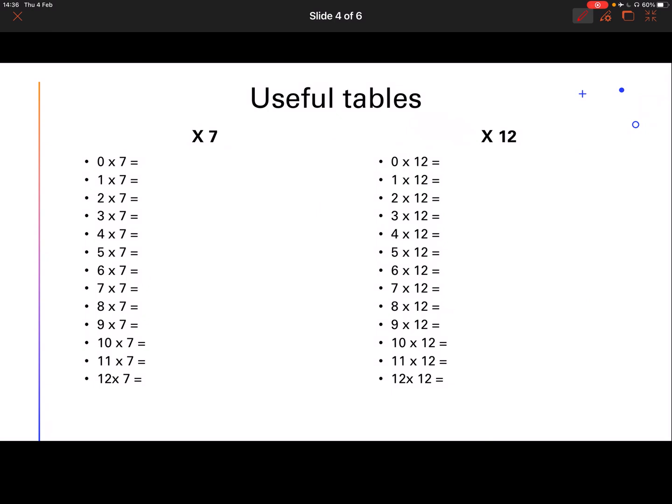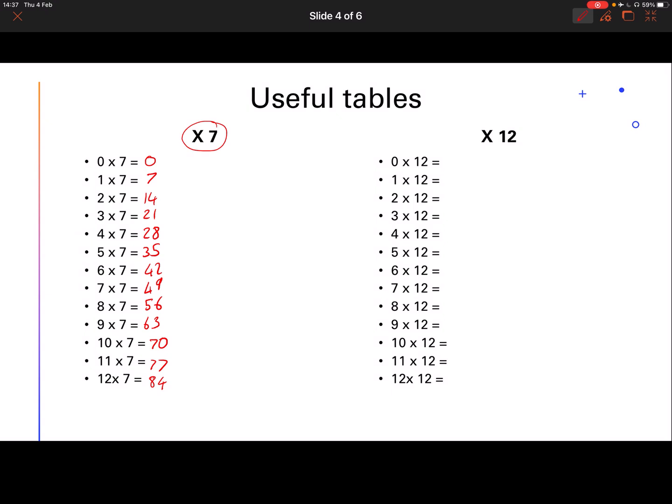It does help if you know your times tables. Our 7 times tables help us work out how many days in a certain number of weeks. So in 0 weeks, there are 0 days. In 1 week, there are 7 days. In 2 weeks, there are 14 days. In 3 weeks, there are 21 days. In 4 weeks, there are 28 days, 35 days, 42, 49, 56, 63, 70, 77, 84. Yeah, that's right. Okay.